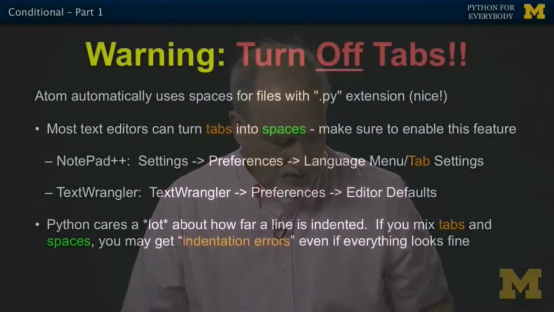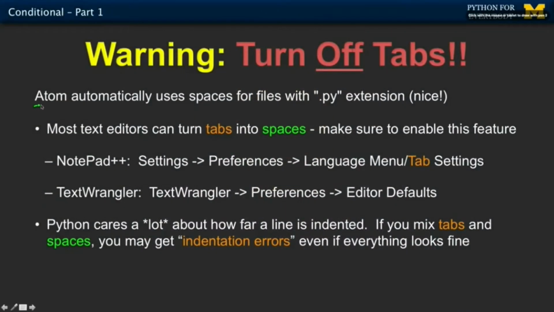Here's the good news, and that is if you're using our recommended Atom text editor, once you save the file with a .py extension, it automatically just uses spaces when you hit the tab key and it moves in.